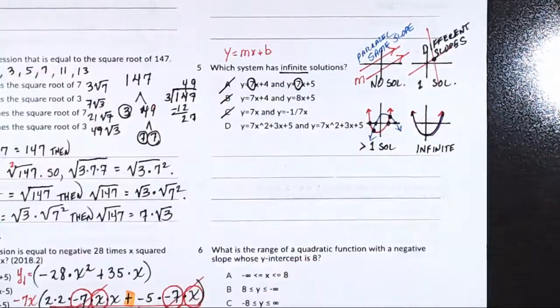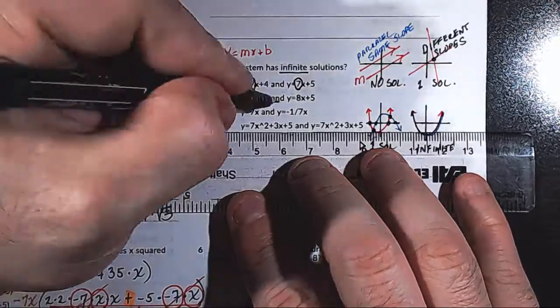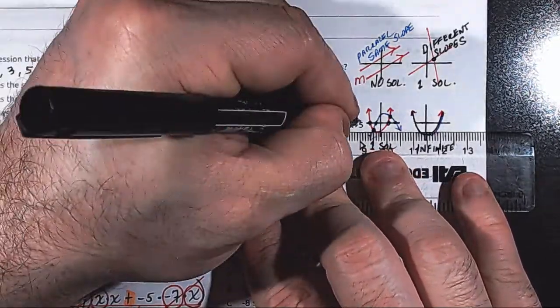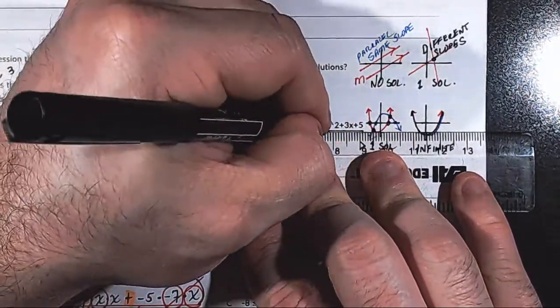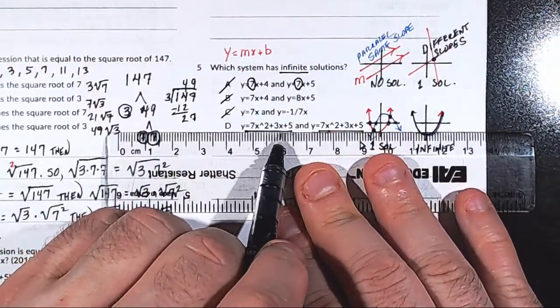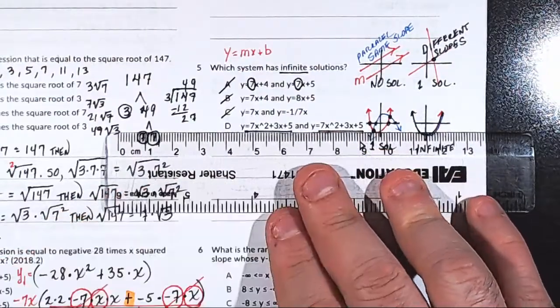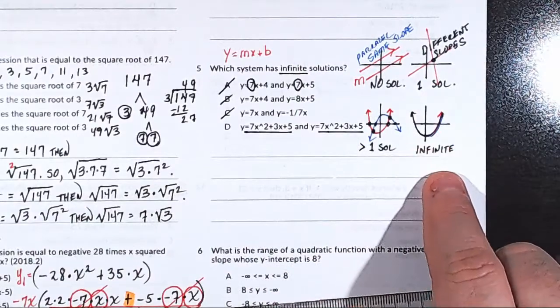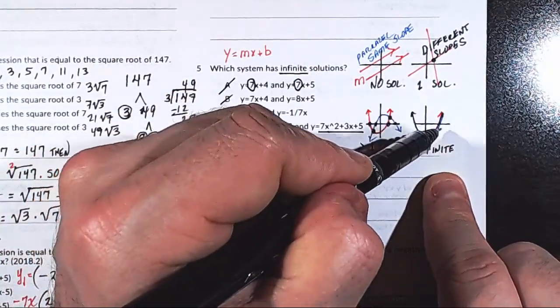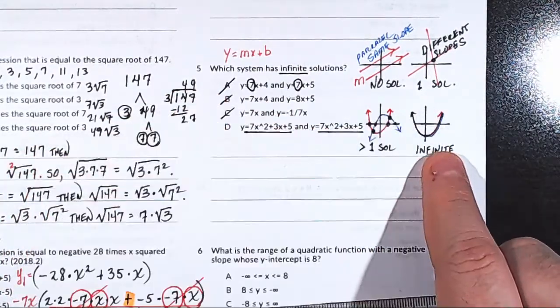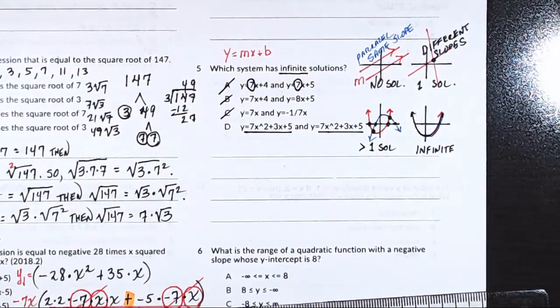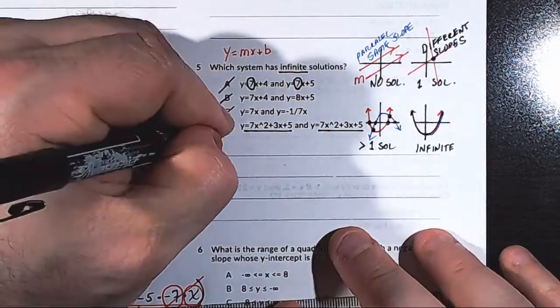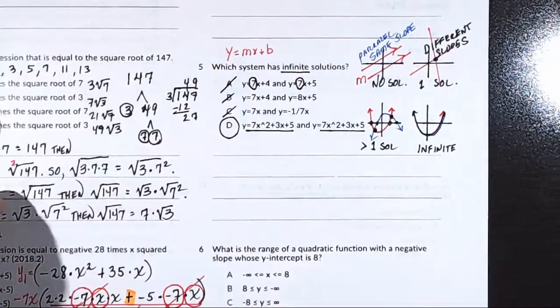It can't be C. So it has to be D, but why? Well, notice, these are the same lines. They're identical. 7x squared plus 3x plus 5, 7x squared plus 3x plus 5. They match exactly, so when I graph them, they will trace over each other, giving infinite solutions because they're hitting each other at every single point. Therefore, the answer is D.